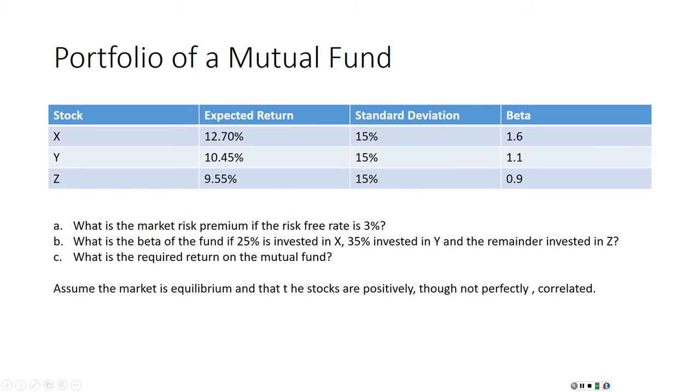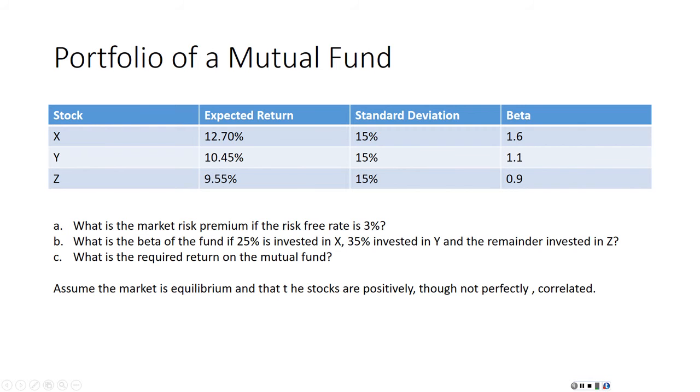Stock Y has an expected return of 10.45% and a beta of 1.1. Stock Z has an expected return of 9.55% and a beta of 0.9. First question is, what is the market risk premium if the risk-free rate is 3%?